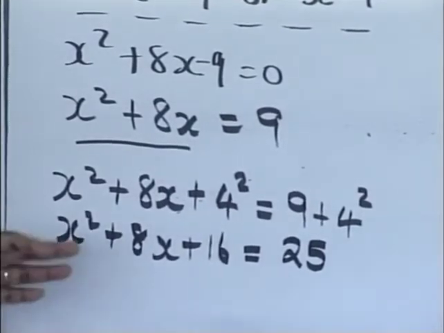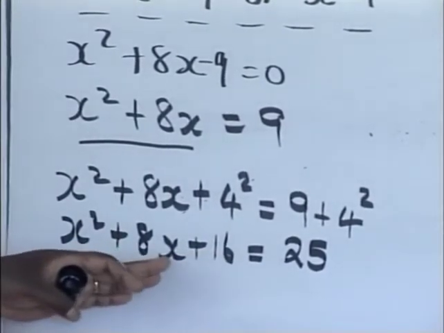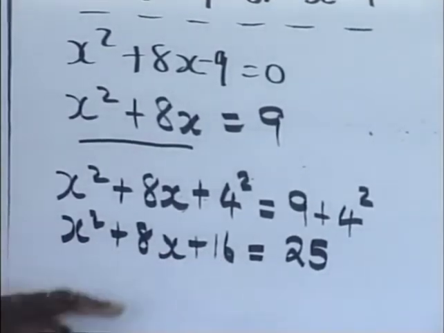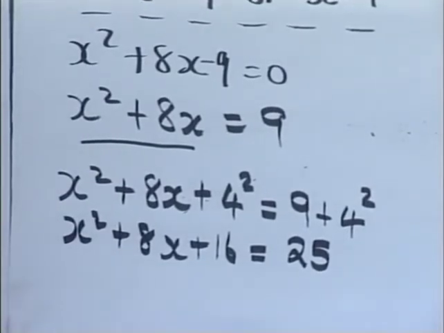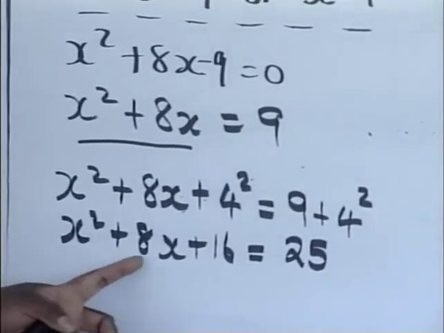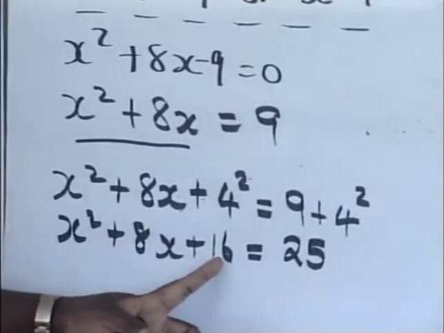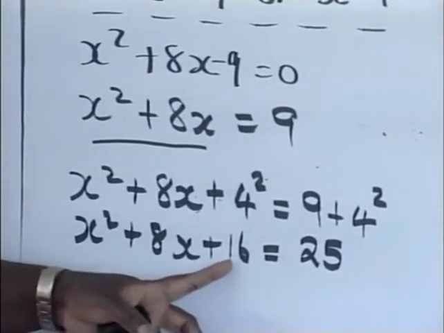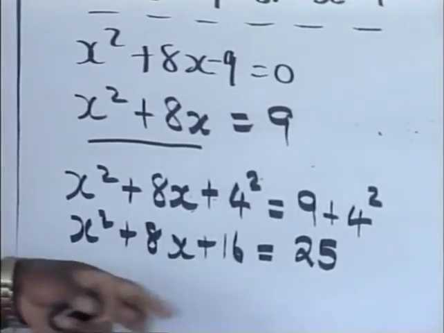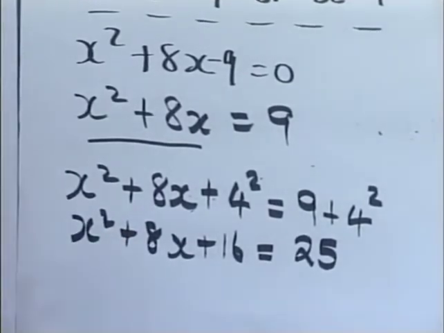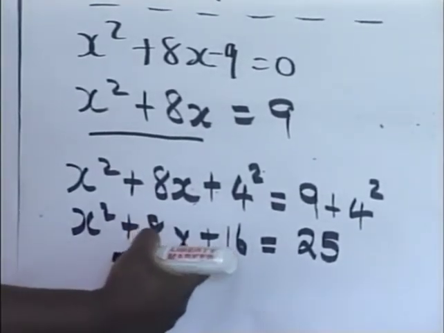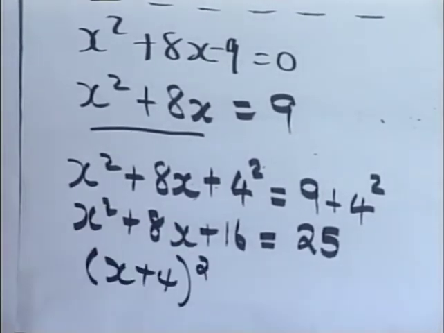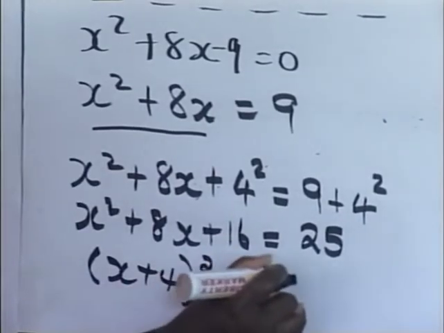And then I factorize this one. I now realize that this one is a square. 2 factors of 16 that will give 8 are 4 and 4. Or otherwise, remember when we were factorizing quadratic trinomials, we learned how to recognize squares. If this is half of this one squared, that means this is a square. So to factorize, you just get either the square root of that or half of 8. So it's going to be x plus 4 squared equals 25.